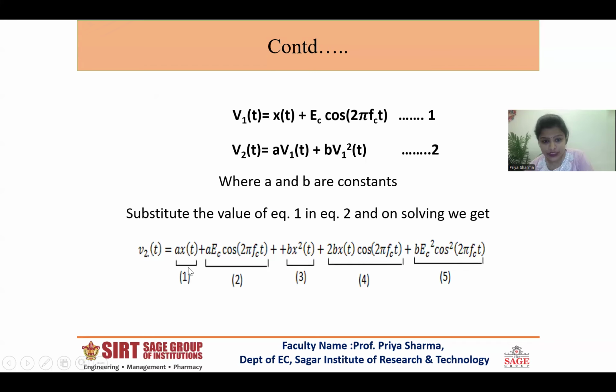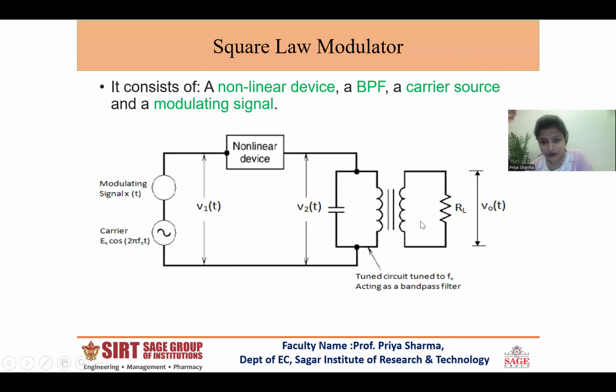Look, students, in the output we need only the message signal and its modulated form. In the diagram, we have seen that here there is a bandpass filter. What does the bandpass filter do? It passes only the frequency band to which it is tuned, and this bandpass filter has been tuned to the carrier frequency. So it will allow to pass only the components which contain the carrier wave, and the components which do not contain the carrier wave will be stopped here. They will not appear at the output.